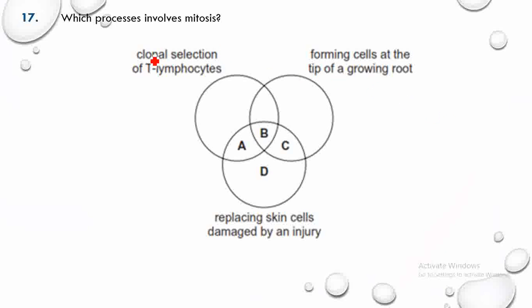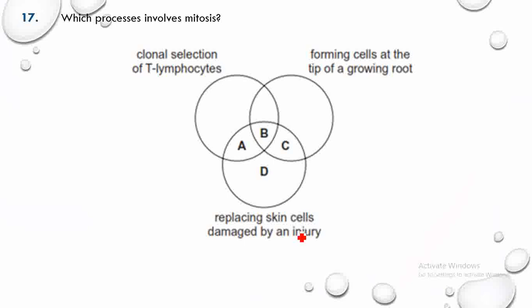Now, clonal selection, forming of cells at the root tip of a growing root, replacing skin cells damaged by an injury. Which one? Pause the video and try the question.